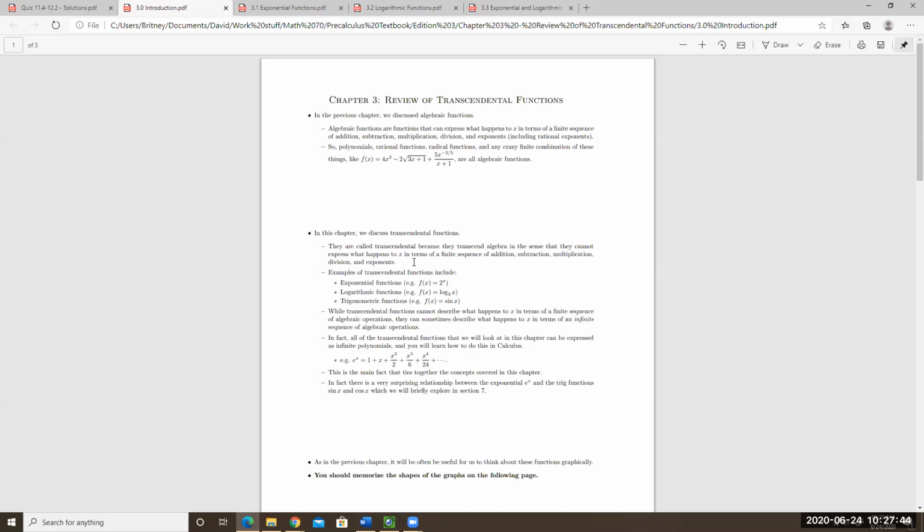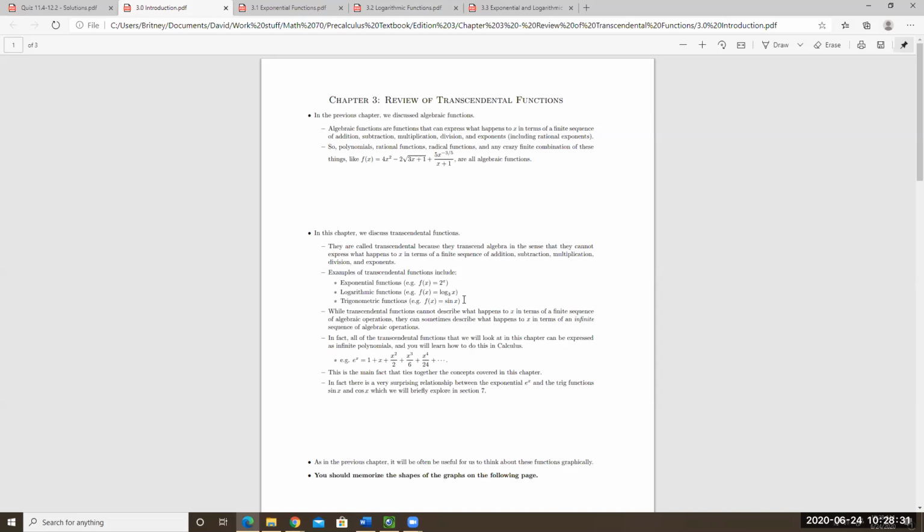In this chapter, we're going to discuss transcendental functions. They're called transcendental because they transcend algebra in the sense that they cannot express what happens to x in terms of a finite sequence of addition, subtraction, multiplication, division, and exponents. In particular, the transcendental functions we're going to discuss in this class are exponential functions like this, logarithmic functions like this one, and then trigonometric functions like this. There are other kinds of transcendental functions, like hyperbolic trig functions and things like that. And you'll see some of those in calculus as well, but we're just going to review the transcendental functions that you've seen up until this point.